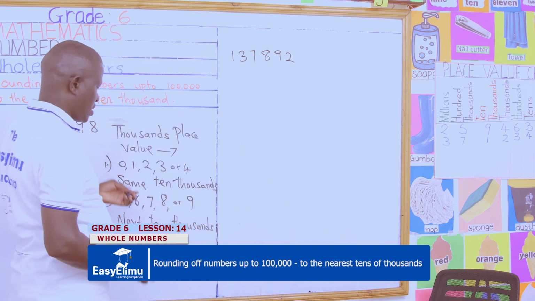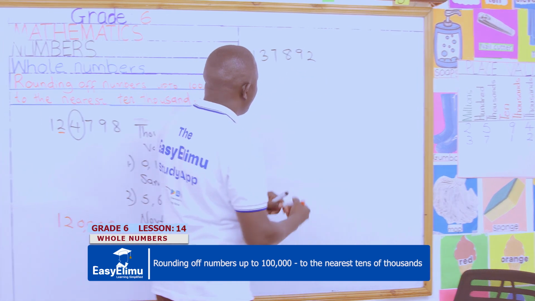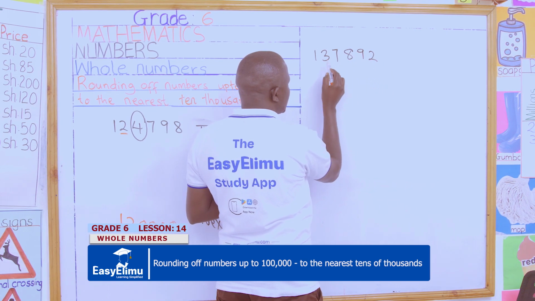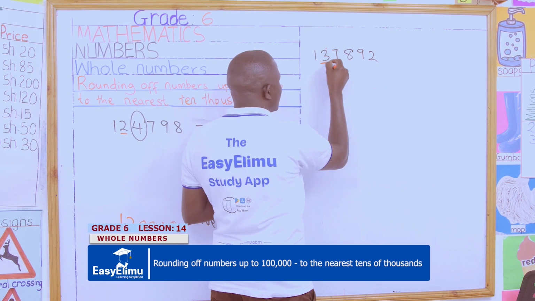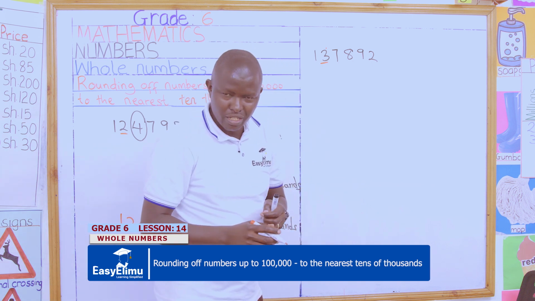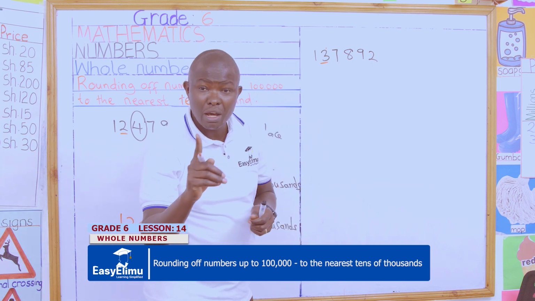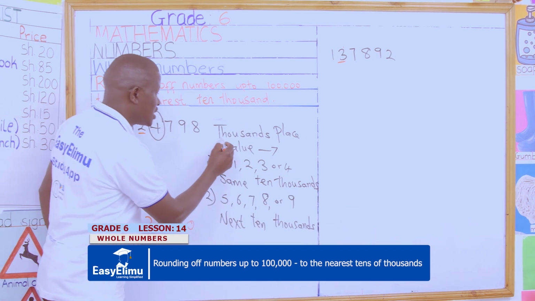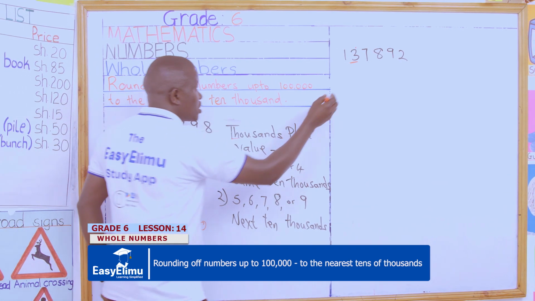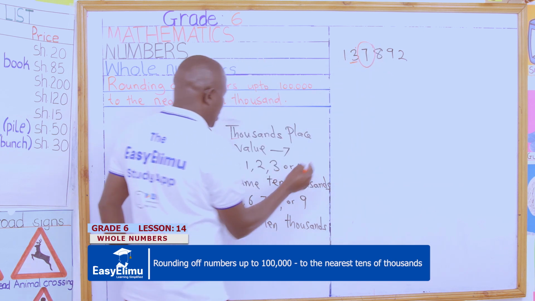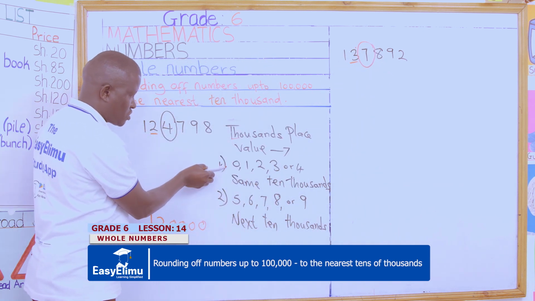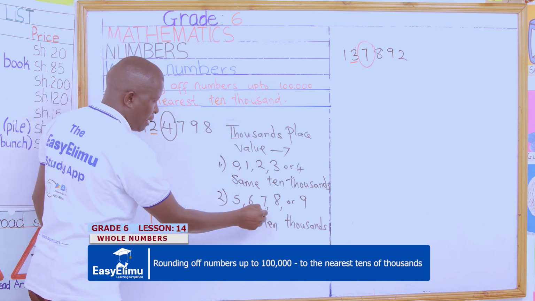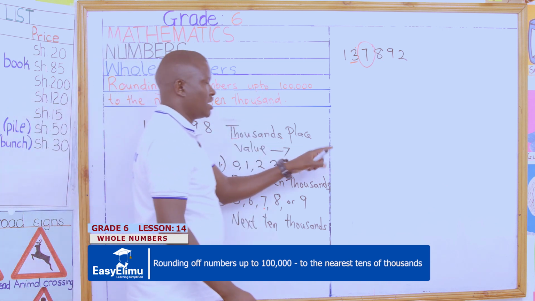Using the same concept, we identify the number in the 10,000 place value: ones, tens, hundreds, thousands, tens of thousands. This is the digit in the 10,000s place value. So which number will we be looking at? John will be identifying now which digit is in the 1,000 place value. It is 7. Now this digit lies in which group, either below 5 or above 5? It is 7. 7 is above 5. So we round it off to the next 10,000.